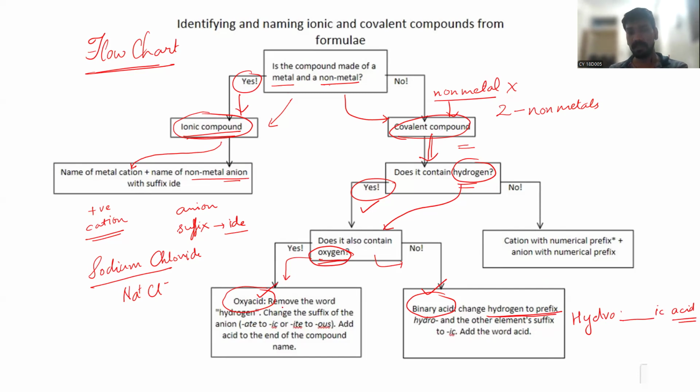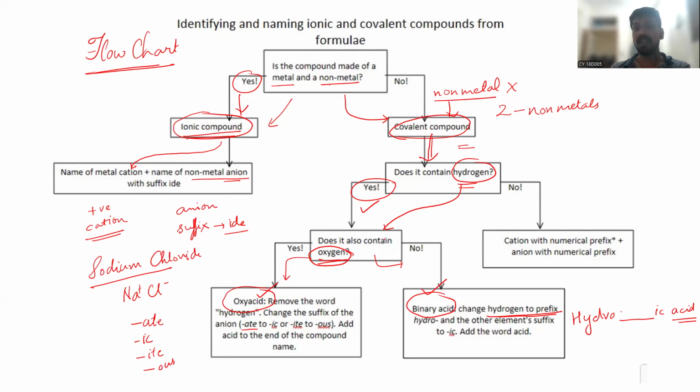Similarly, an oxyacid will be there if oxygen is present. Then there you have to use -ate. What suffix are you going to use? -ate at the end. Okay. There will be no hydro prefix; you have to remove that. You have to use the suffix -ate, -ic, -ite, -ous.